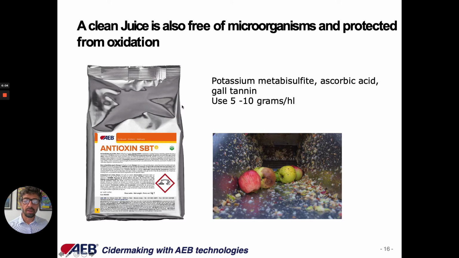Also, when we have a clean juice, we want to make sure it's clean from microorganisms. So potassium metabisulfite has always been a good preservative for this kind of stage. It's also a good antioxidant, especially when used in synergy with ascorbic acid and gallic tannin, a very strong natural antioxidant. So this product, Antioxin SBT, contains all three of these products. I would go with 50 to 100 ppm.